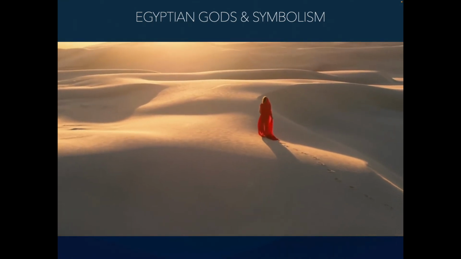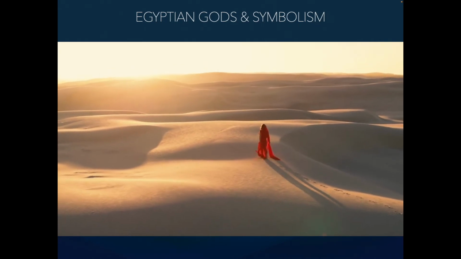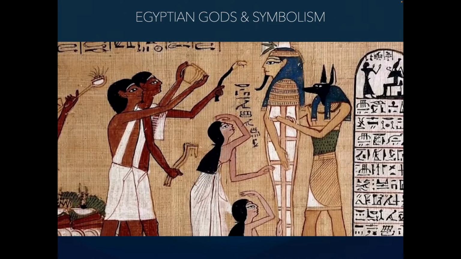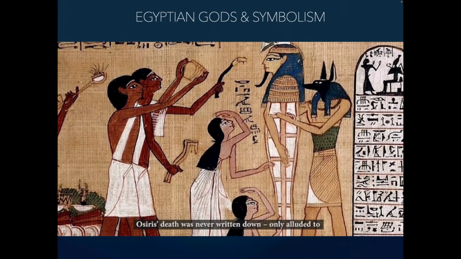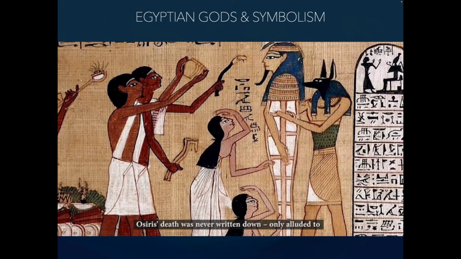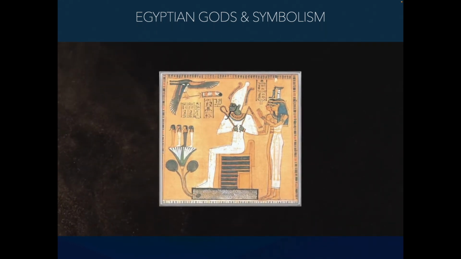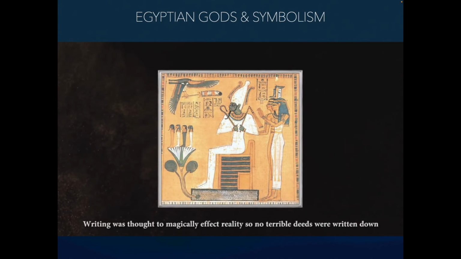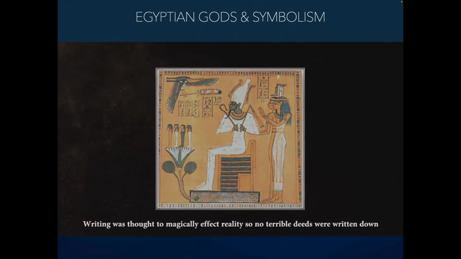Isis then searched for the pieces of her husband's body, and with the help of her sister Nephthys, was eventually able to collect them. With the help of the scholar god Thoth and the funerary god Anubis, Isis was able to reconstruct Osiris, creating the first mummy. Osiris impregnated Isis after his resurrection, however he was too weak to remain in the world, instead travelling to the Duat, the land of the dead where he became lord.